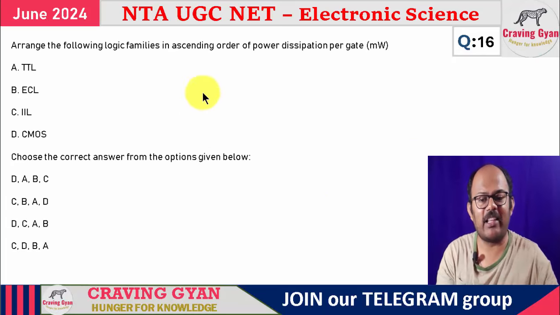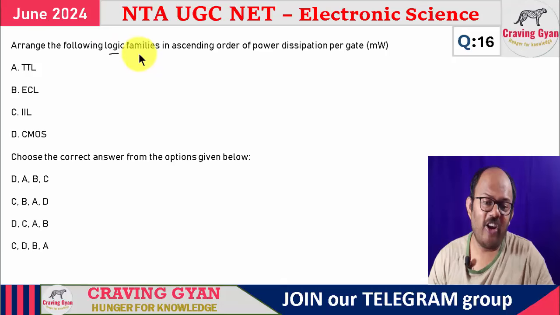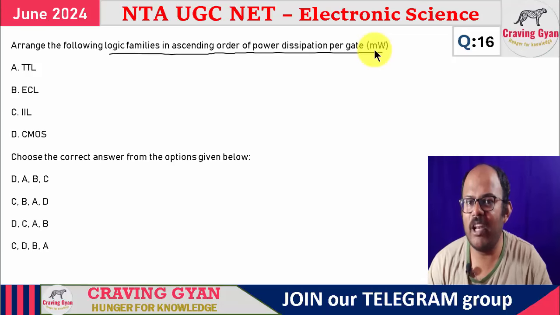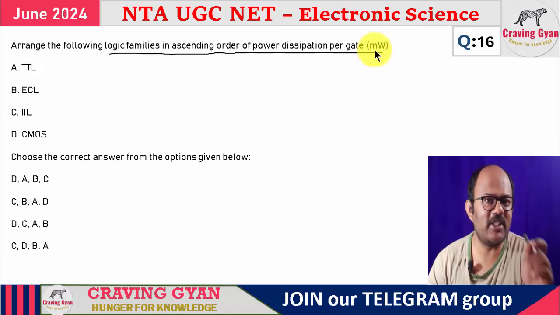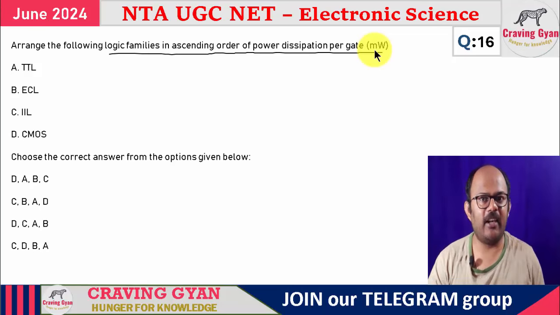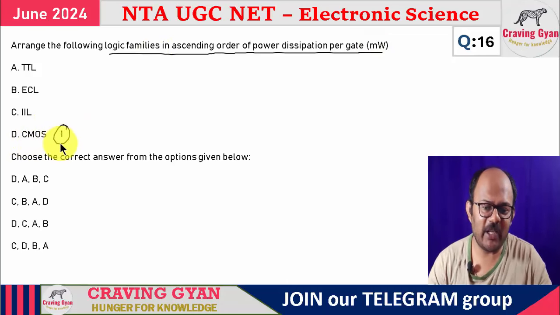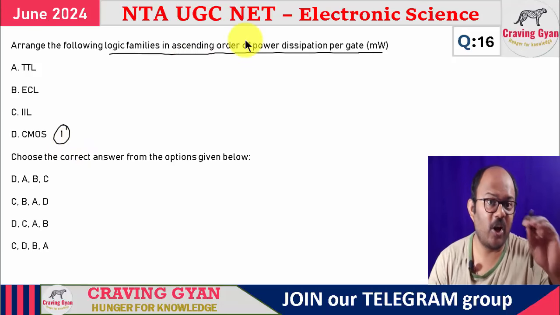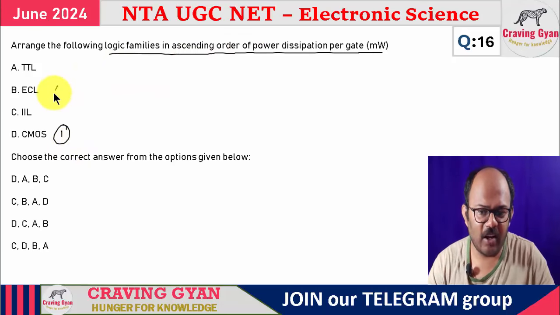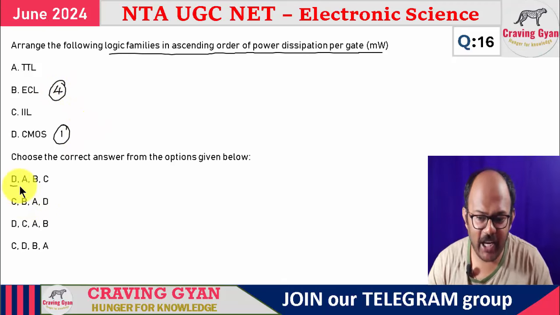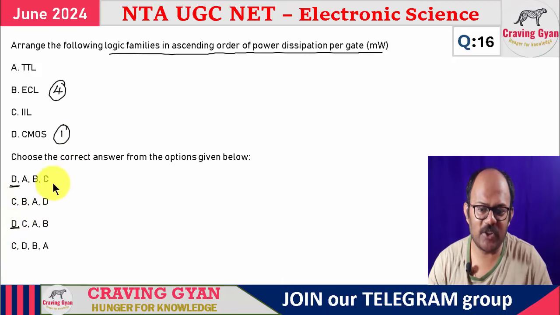In the 16th question, what they're asking is to arrange the following logic families in increasing order of power dissipation per gate. Whenever we talk about power dissipation, CMOS is going to offer low power dissipation. High will be ECL. Based on this, we have to arrange. In the case of CMOS, it should be in the first part. Why? Ascending order, lower to higher. So maximum power dissipation will be across ECL. So D should come first, and last should be B. So it is DCAB.